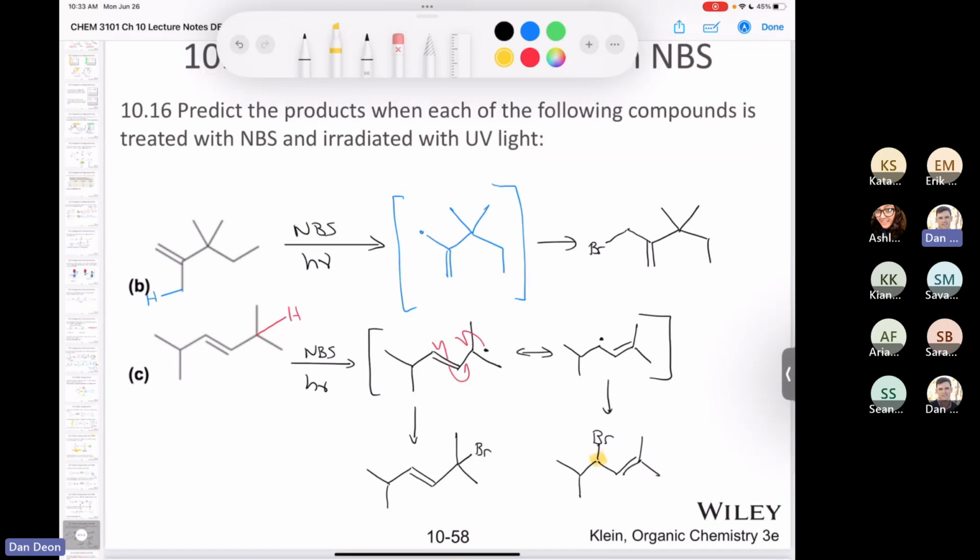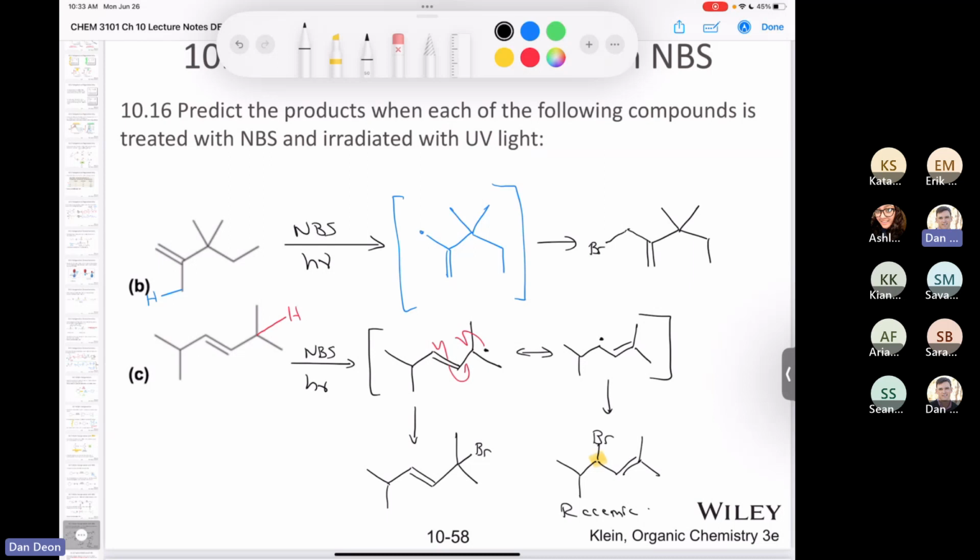And so for that one, since you pass through a radical, which is trigonal planar, you end up with a racemic mixture of this one. So this is going to be racemic. All right, so now we finished that problem.